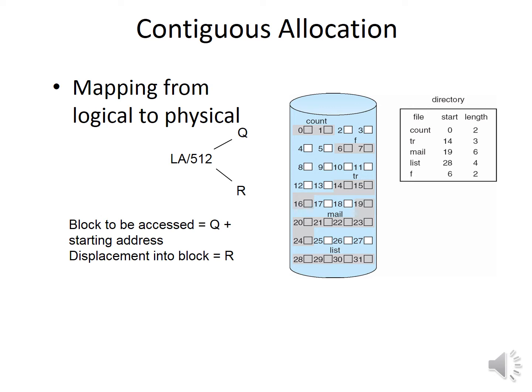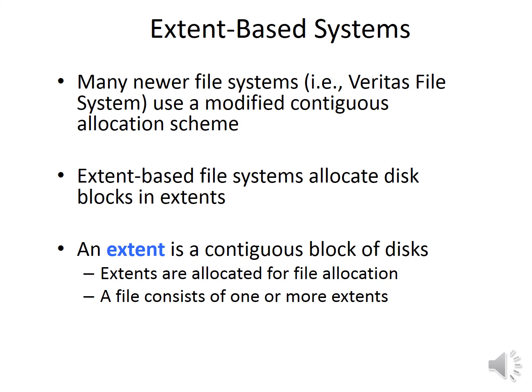Contiguous allocation is continuous, with mapping from logical to physical. Q and R: the directory will have the file count, starting value, and length. The block to be accessed is Q plus the starting address, and the displacement into the block is R.